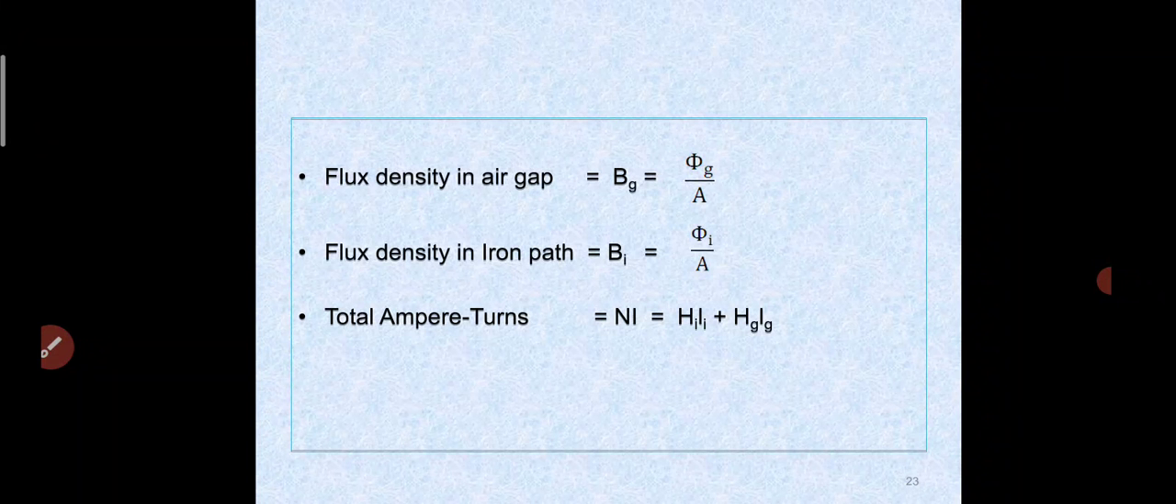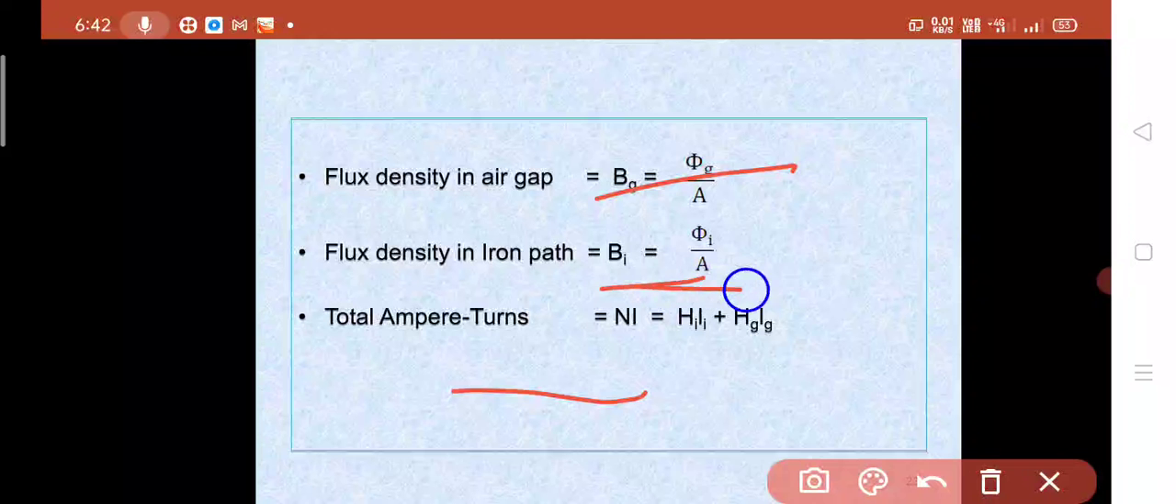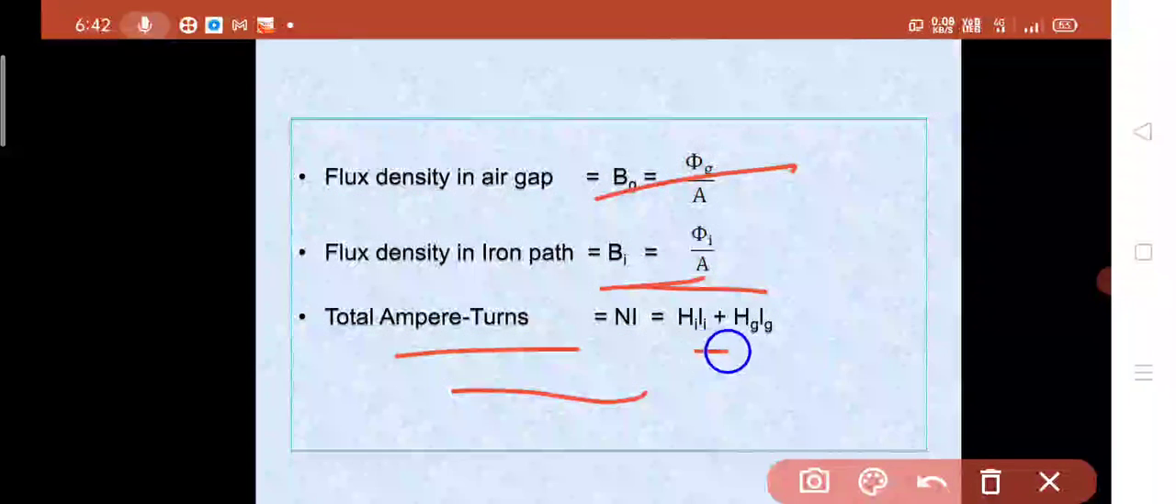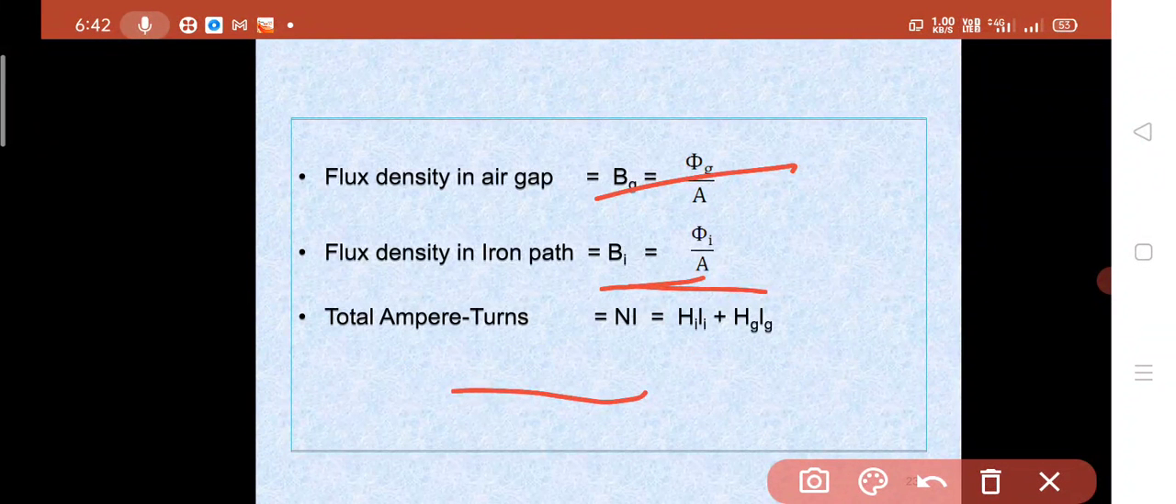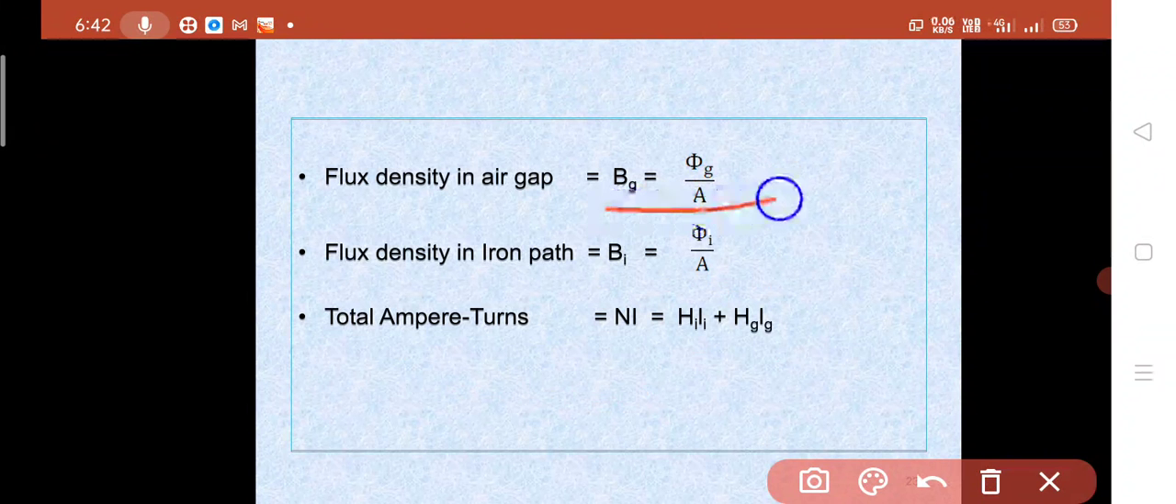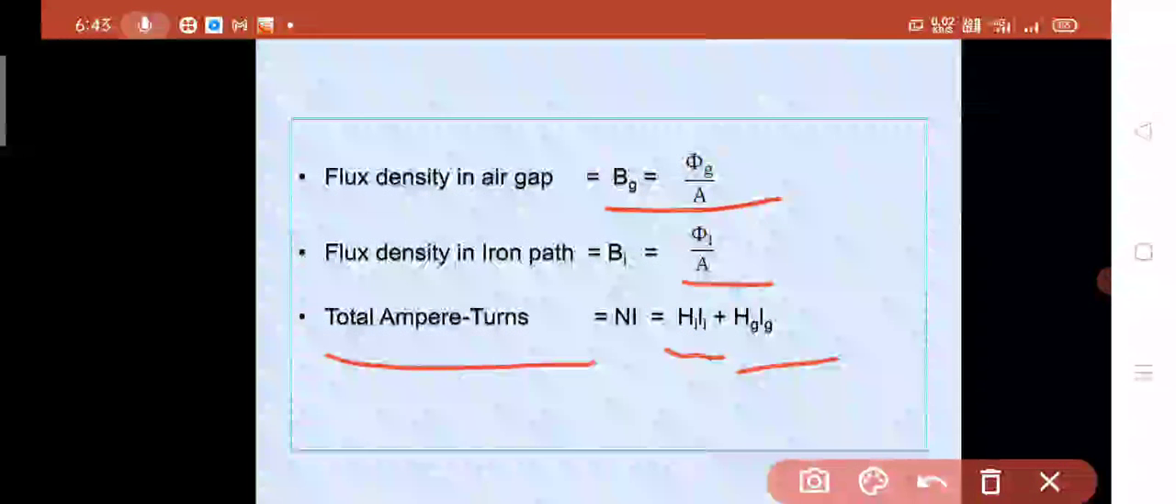Flux density in iron path. And total ampere turns, so NI is equal to Hi Li plus Hg Lg. Flux density in air gap, so Bg is equal to phi g by A. And flux density in iron path is phi i by A. So total ampere turns NI is equal to Hi Li plus Hg Lg.